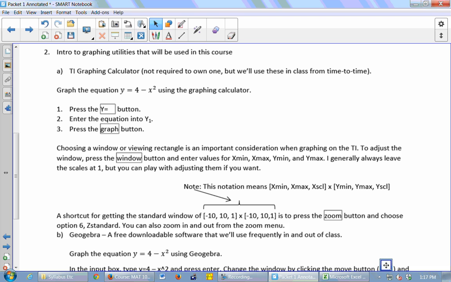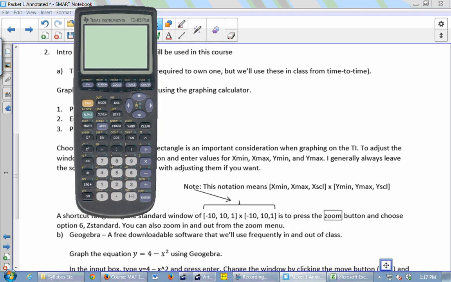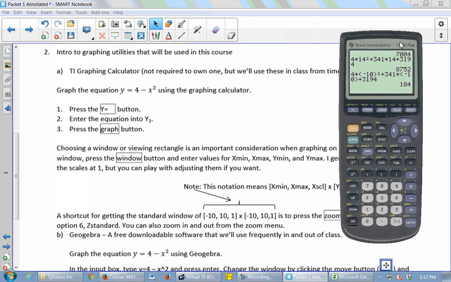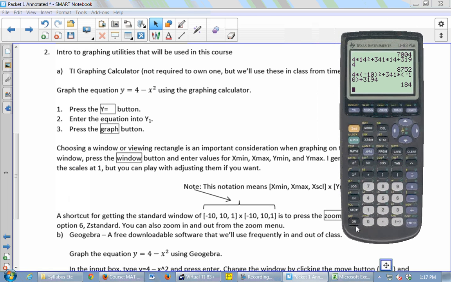So if I want to graph the equation y equals 4 minus x squared, the equation that we just did by plotting points, using my graphing calculator. Here's my smartboard version. So the on button is down here. Turn it on. I'm going to clear whatever's there. Just press clear, upper right-hand side, close to the top.